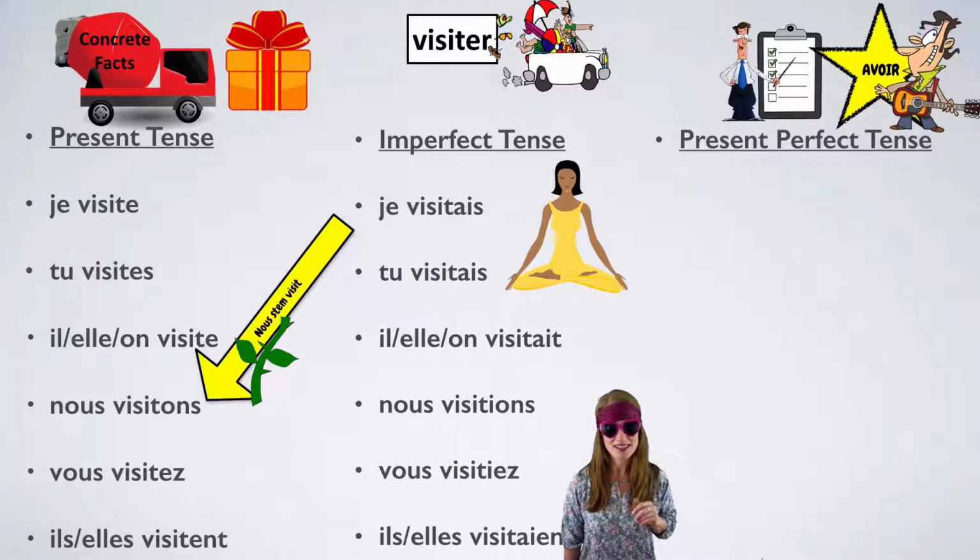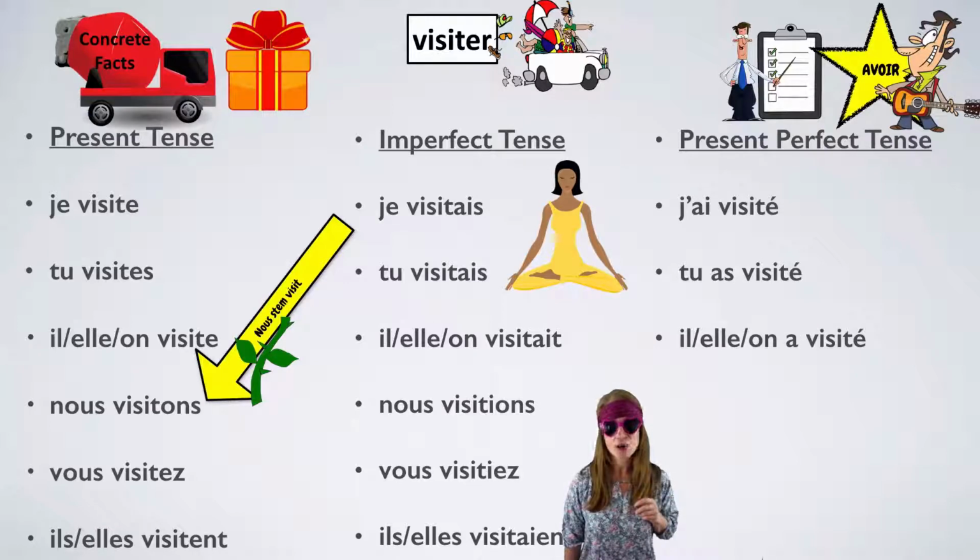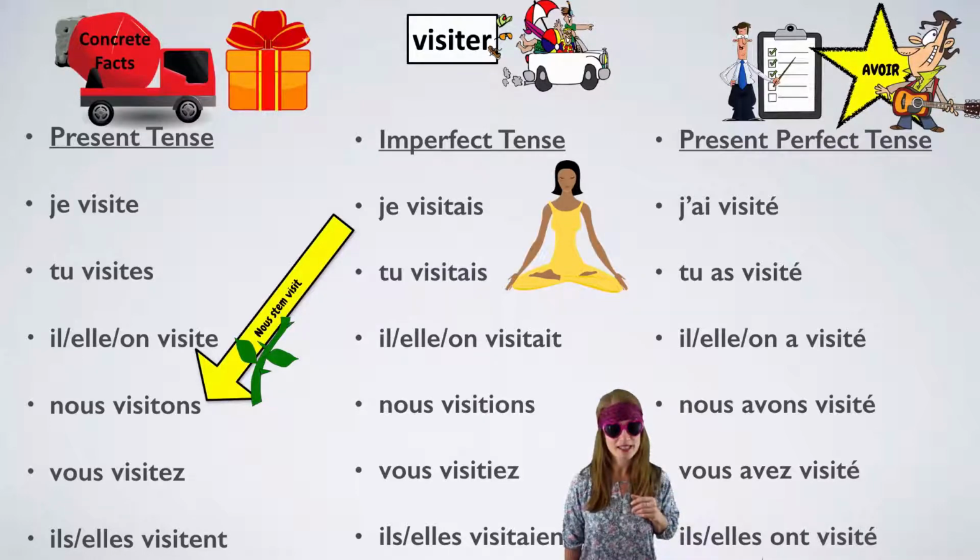Present perfect tense. Most verbs go with avoir as the auxiliary. J'ai visité, tu as visité, il, elle, on a visité. Nous avons visité, vous avez visité, ils, elles ont visité.